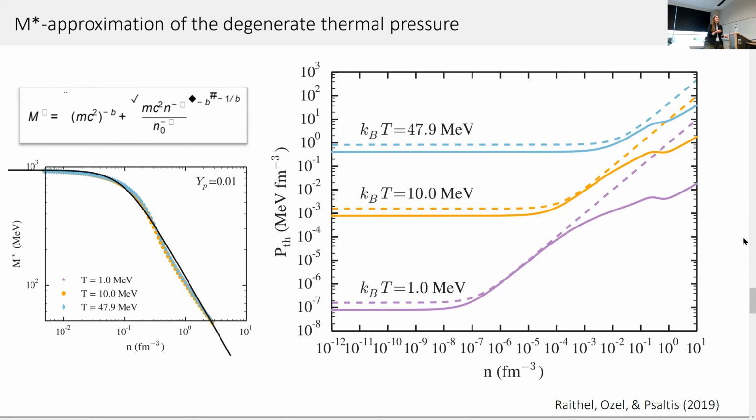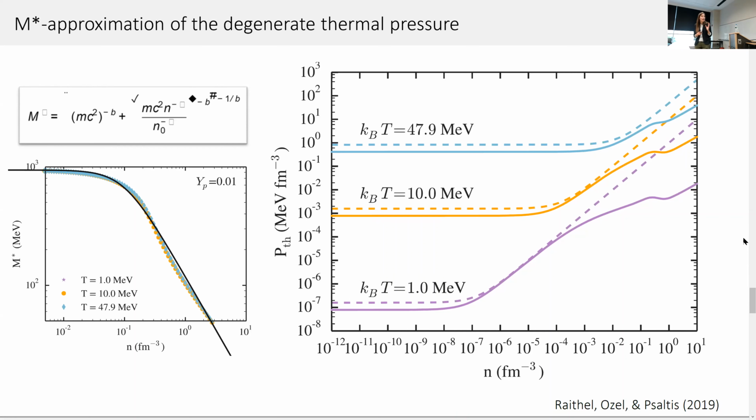The dashed lines show previously what was basically the state-of-the-art thermal approximation that was used in probably at least many of the neutron star merger simulations that are in the literature right now. And then the solid line is what you can achieve by just using this parametrization of the effective mass.